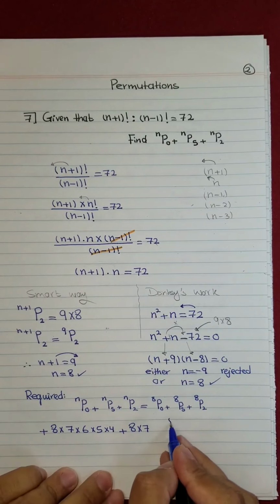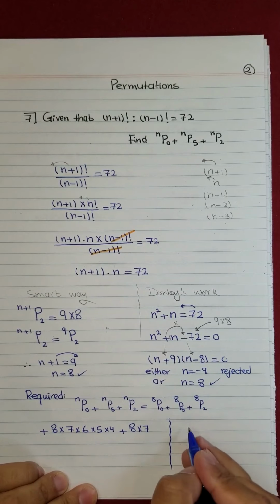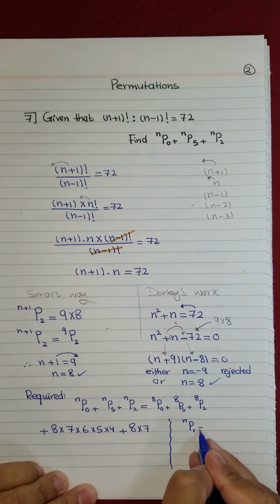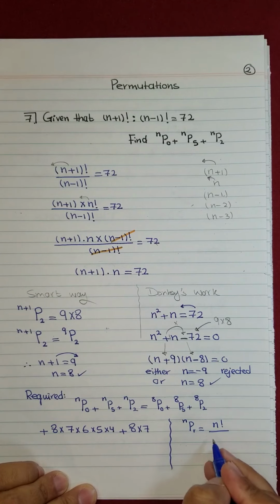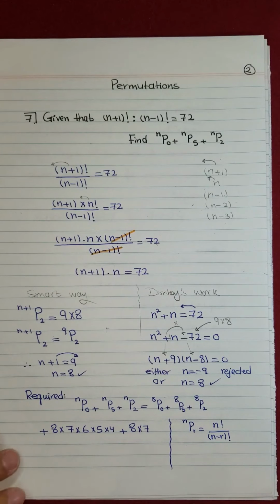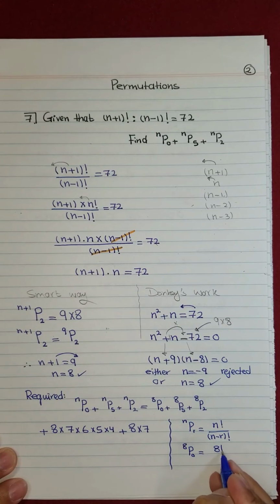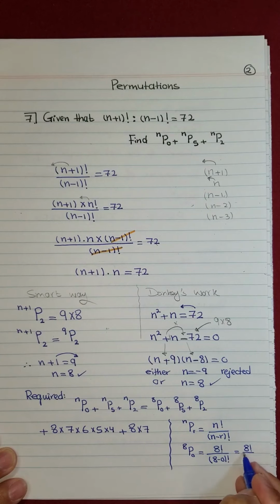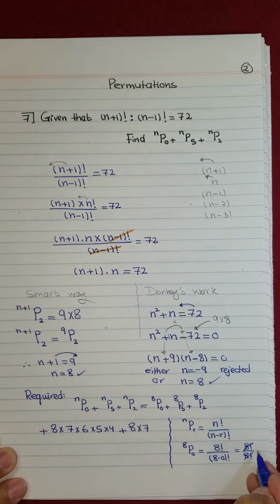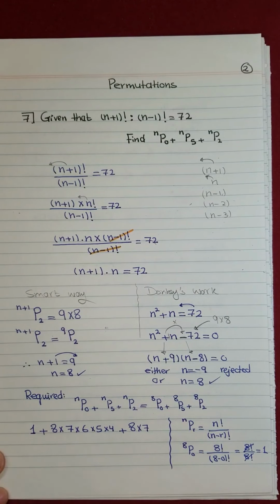To find this last one, we will need to refer to the relationship between permutations and factorial. Remember that n permutation r equals n factorial over n minus r factorial. We wrote this formula before in the previous class. So if we substitute 8 permutation 0, we will get 8 factorial over 8 minus 0 factorial. 8 minus 0 factorial is 8 factorial, so it's 8 factorial over 8 factorial. We cancel them together, we will get 1. So actually, 8 permutation 0 is equal to 1.